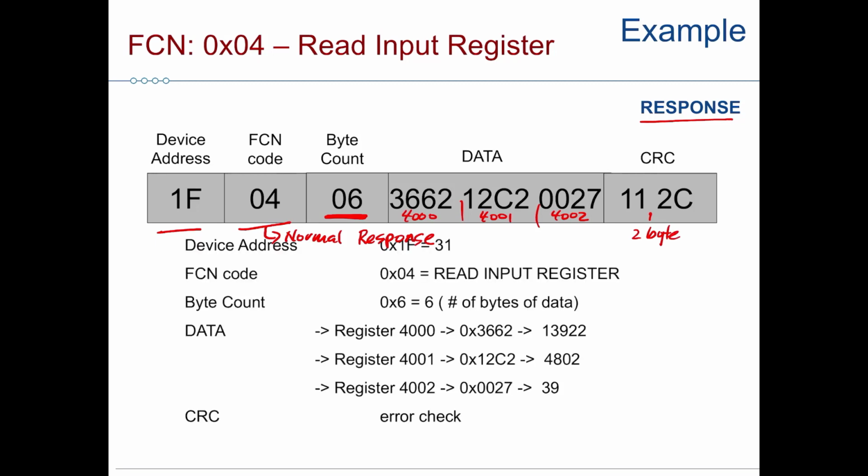So if we go through what we just covered, we're down to our actual register contents for address 4000. As a hexadecimal value, this is our register contents. So how do we know that's hexadecimal? Well, the only way we know is from that. So from that, we know that hexadecimal value can be changed to a base 10 value. That's what we did in each case, change it to base 10. So the contents of address 4000 is 13,922, 4001 is 4,802, and the last one is 39. Okay?